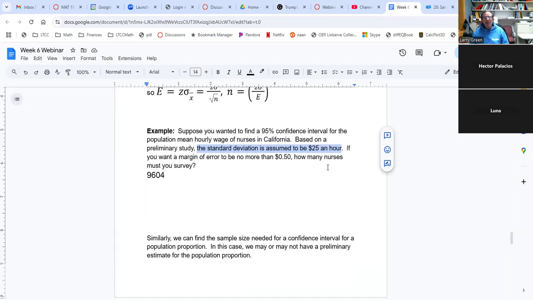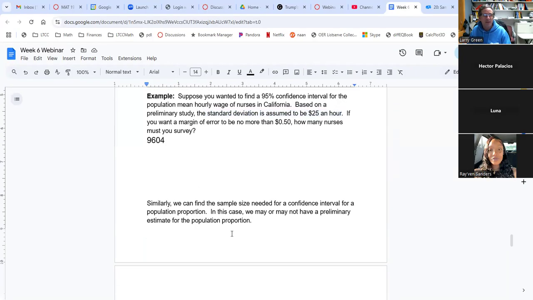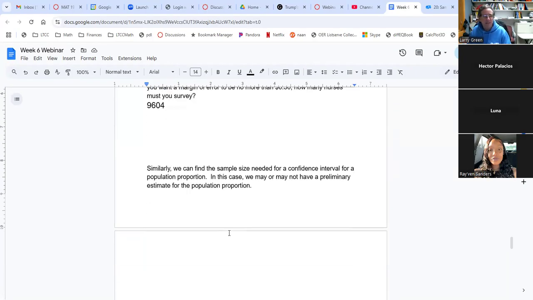The other way is to think about what the range might be for most nurses and then maybe divide by 4. That'll be the approximate standard deviation. So there are lots of different ways of thinking about it. So that's just a note. In the real world, finding the standard deviation could be really hard sometimes. Okay, so that is really important. When you have a population proportion, sometimes you have no clue what the population proportion is. You don't have an estimate. Sometimes you do have an estimate, sometimes you don't.